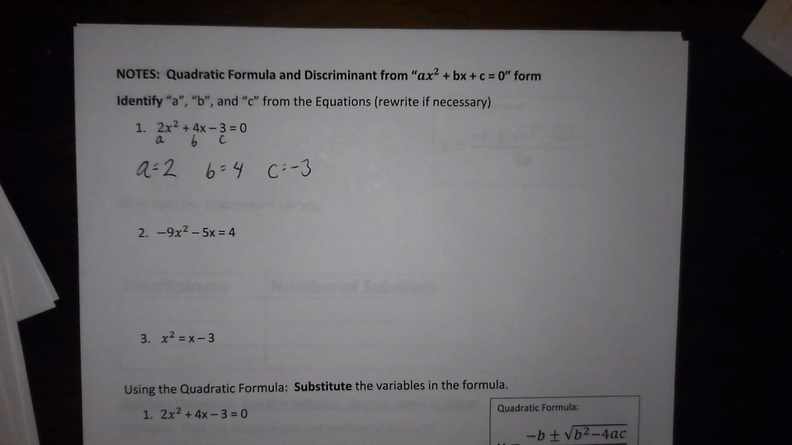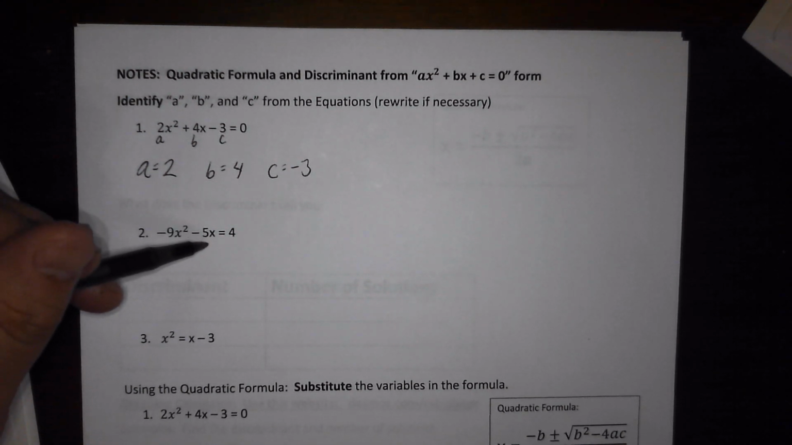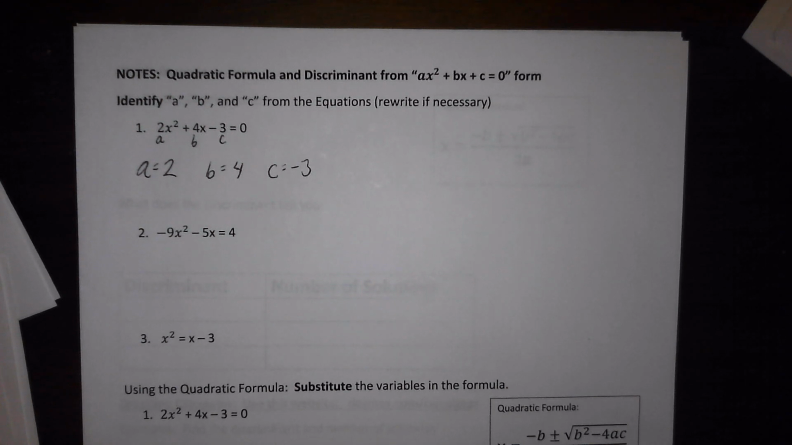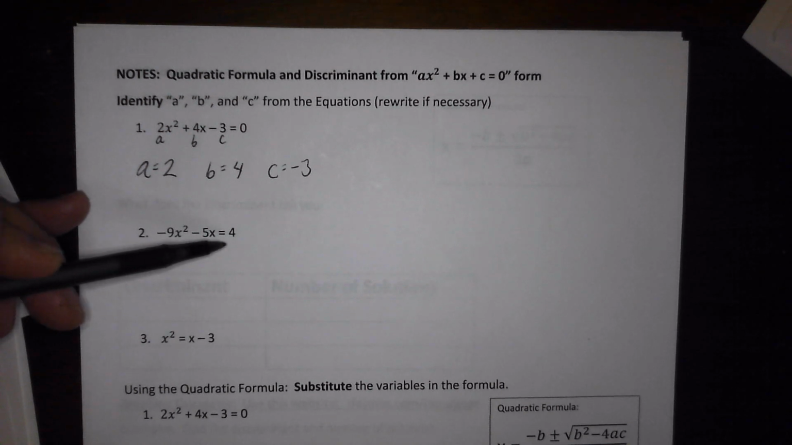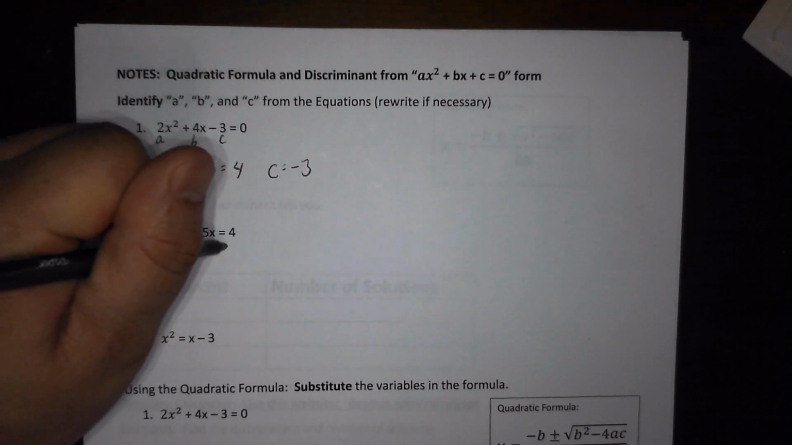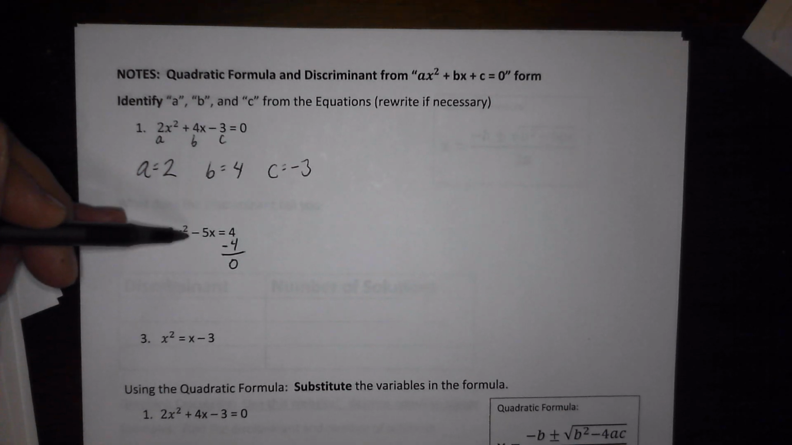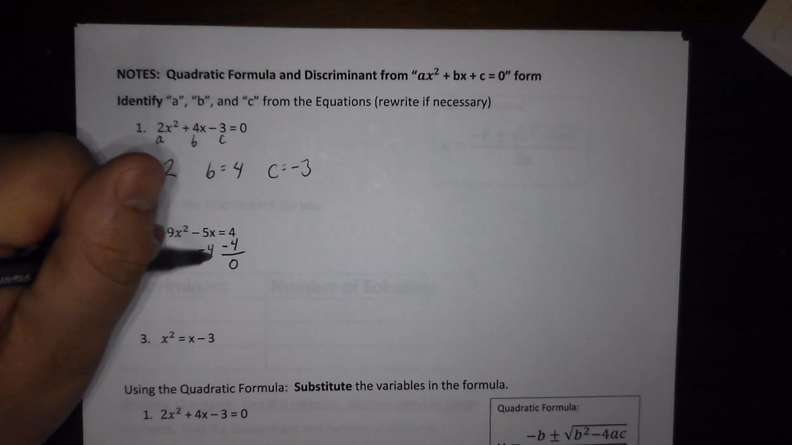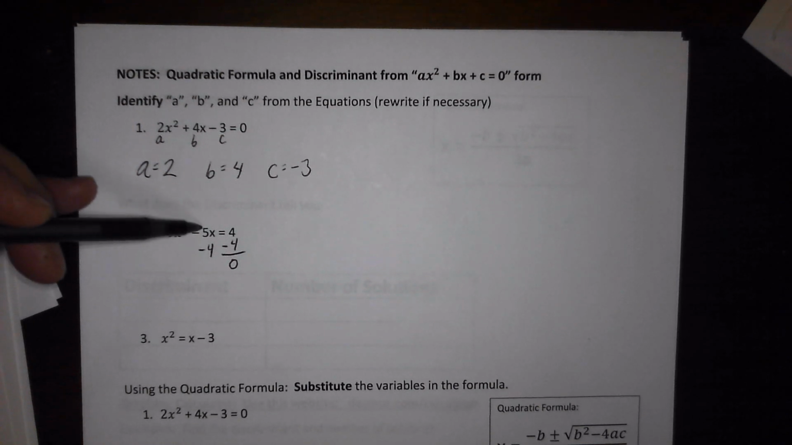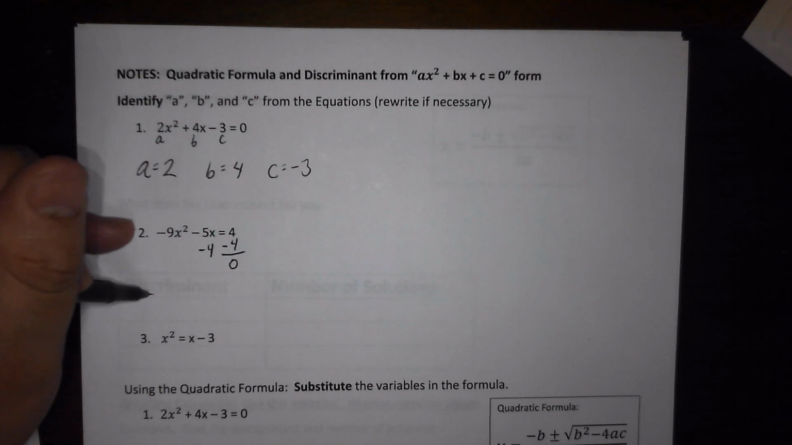Okay, let's look at number 2. I have negative 9x squared minus 5x equals 4. Is it in standard form? Pretty close, but I need it to equal 0, so that means I need to get rid of this 4. That means I gotta subtract 4 to get it to 0. If I subtract 4 on this side, I gotta subtract 4 on the other side of the equal sign. And I can't subtract 4 from a term with x or a term with x squared. That means I just tack it on at the end.